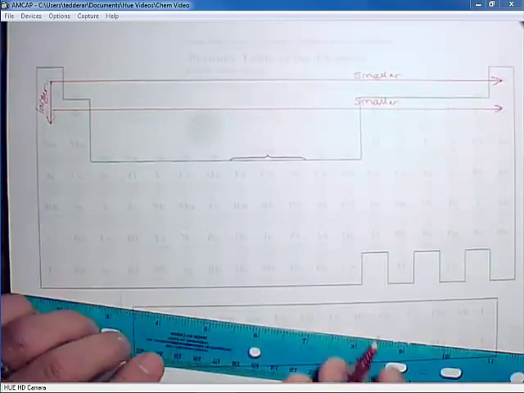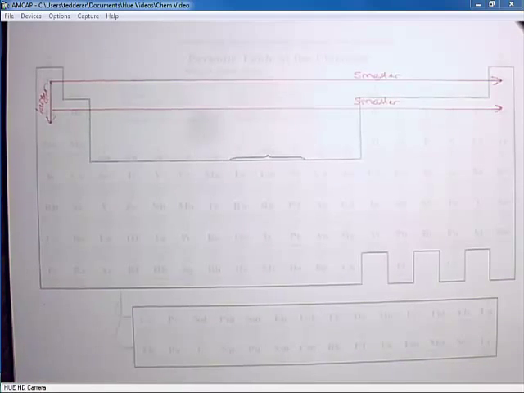Huh? Well, your lines don't have to be perfect. You just have to have notes.